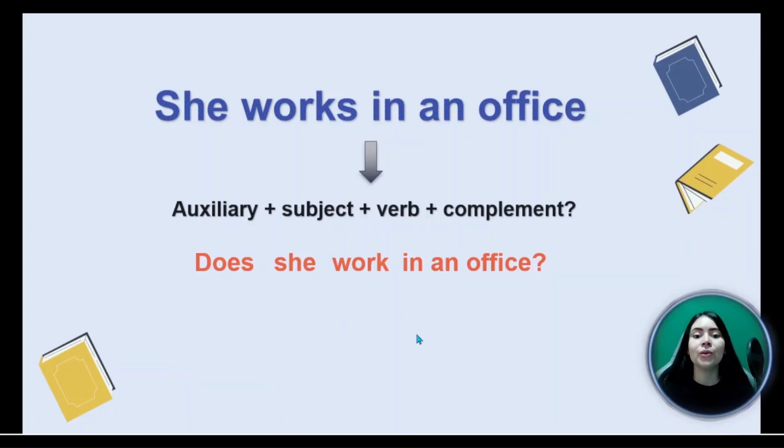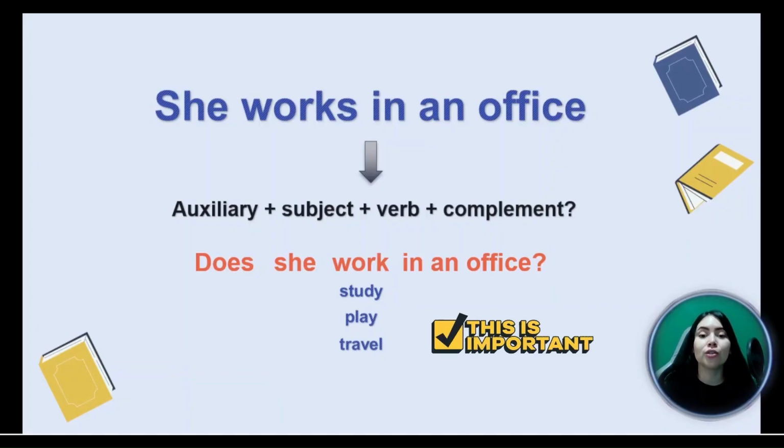Here we can use different verbs. All the verbs except the verb to be. For example, does she work? Does she study? Does she play? Does she travel? All verbs except the verb to be.